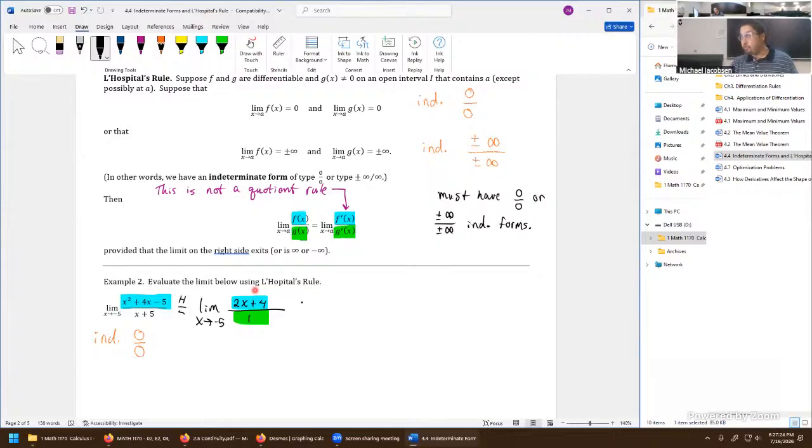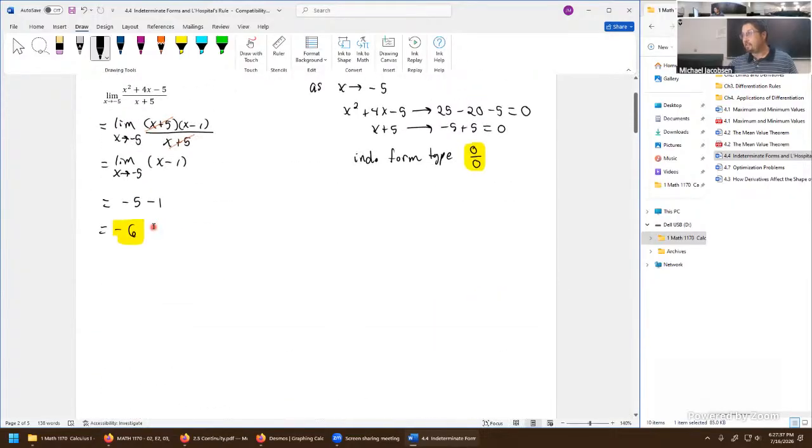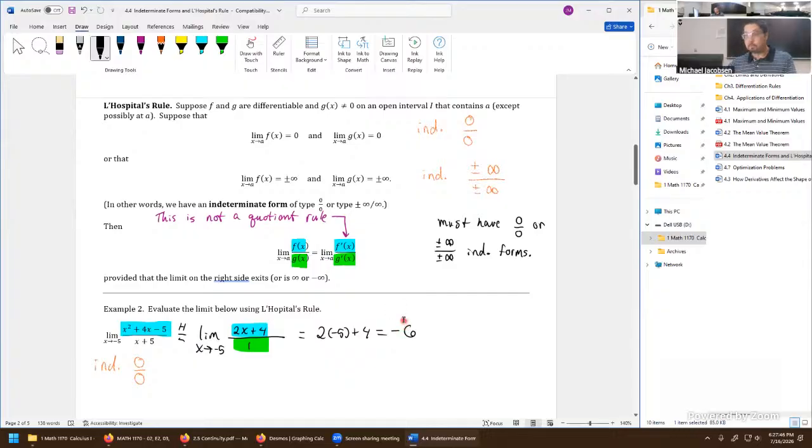When we plug in -5 into 2x plus 4, we get 2 times -5 plus 4. So that's going to be -10 plus 4, for a value of -6 altogether. Let's take a peek, I forgot what we did before. Hey, we got -6. There was a different way we did this limit. The work looks different, but L'Hopital's rule resolves to the same exact value.